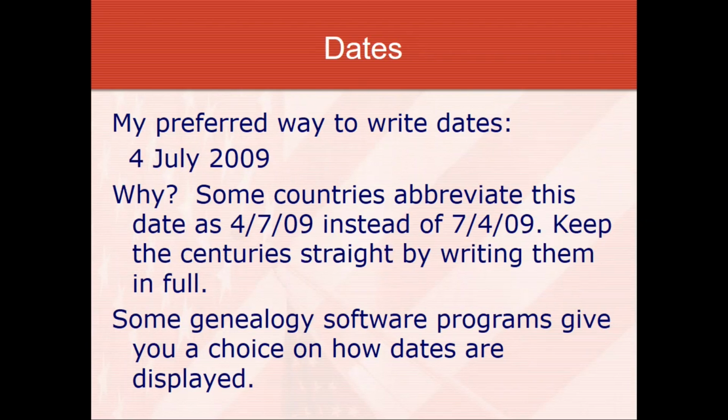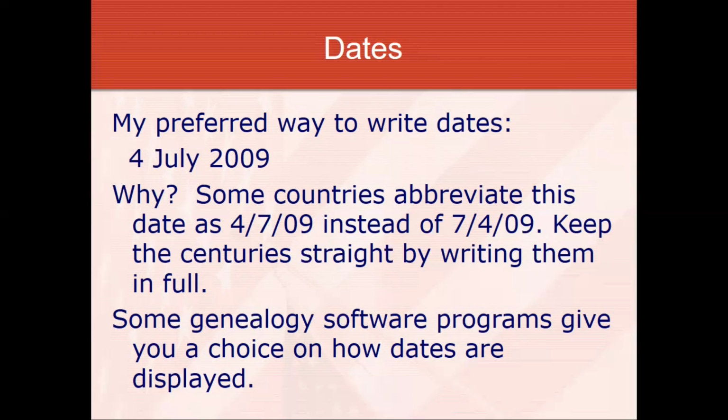There are different ways to write down dates. If you're just taking your notes, when I'm taking a note, I'll put the date in this order, 4 July 2009, for example. Why is this? Well, if you go to England and you look at their dates, if they abbreviate it, the 4th of July is listed as 4709 instead of 7409. I like writing out the full year, like 2021, instead of 2 digits, because that'll keep the century straight.